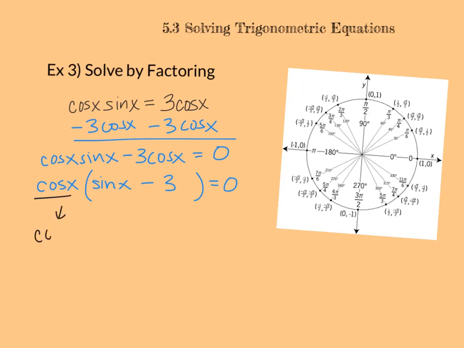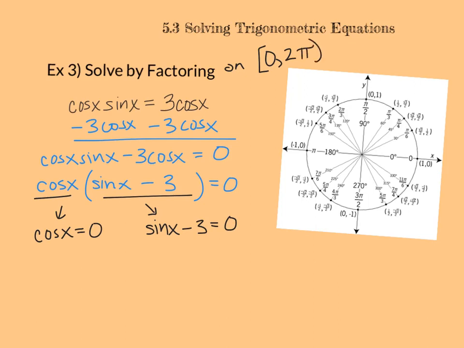So I'm going to get cosine of x equals 0. Then I'm going to set this one to 0, and I'm going to get sine of x minus 3 equals 0. And real quick, I'm going to only do this one on the interval from 0 to 2 pi, so we don't have to do all that extra plus k whatever stuff.